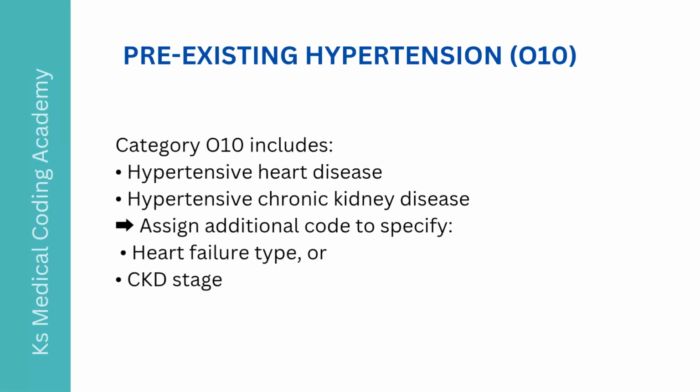Pre-existing hypertension. Category O10 is used for pre-existing hypertension complicating pregnancy, childbirth, and the puerperium. When hypertensive heart disease or hypertensive chronic kidney disease is present, assign additional codes to specify the type of heart failure or stage of chronic kidney disease.